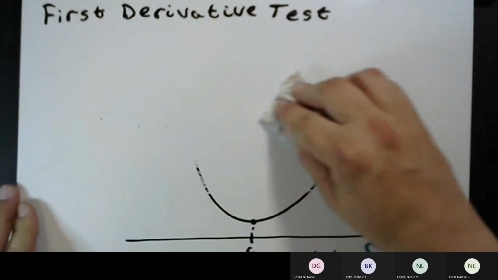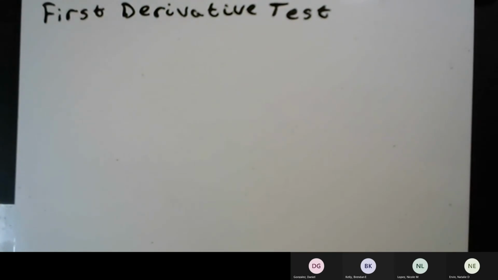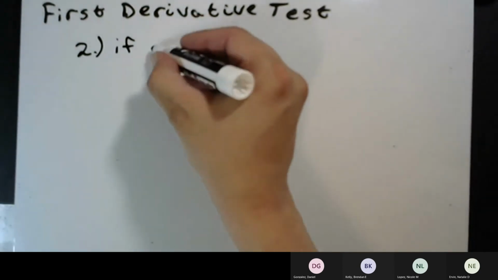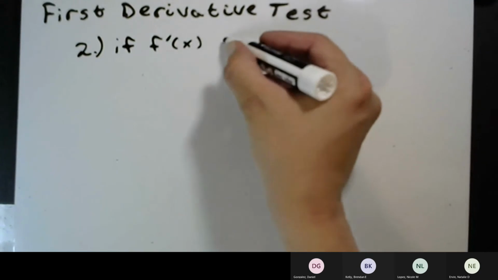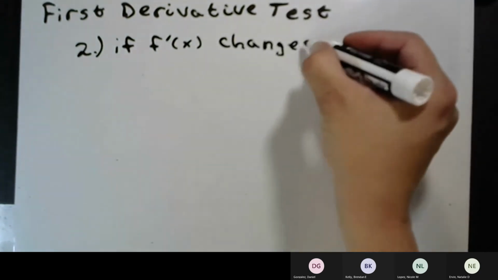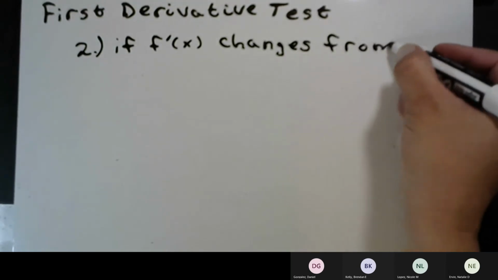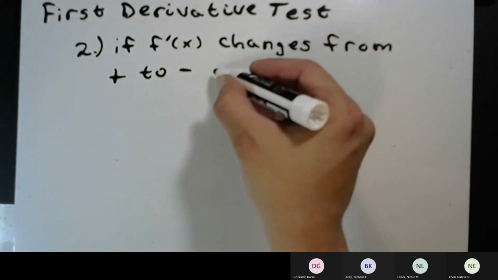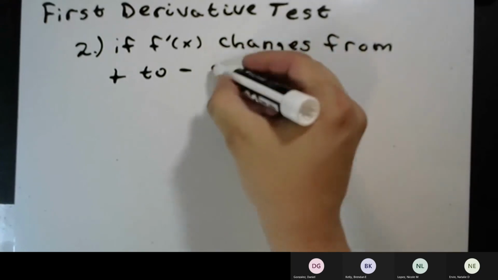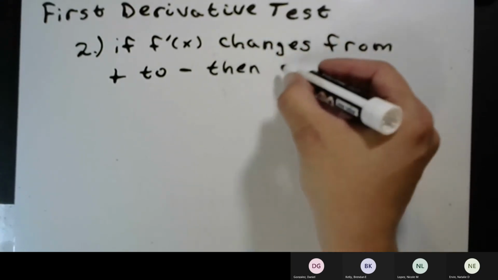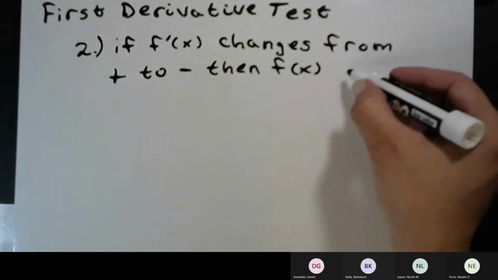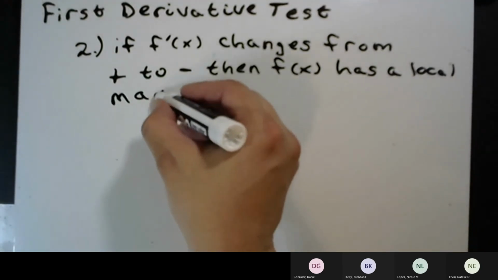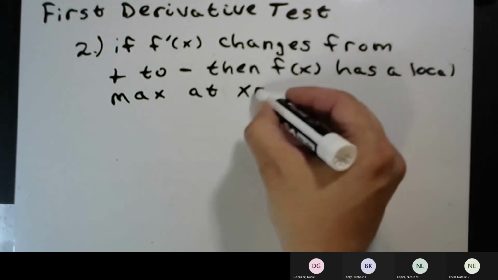Now the second part, if f prime of x changes from plus to minus, then f of x has a local max at x equals C.